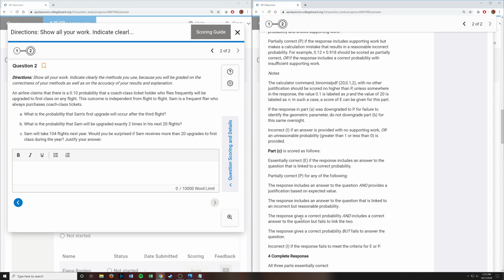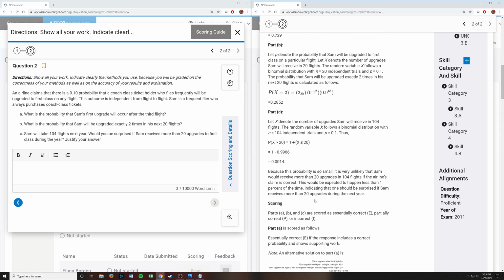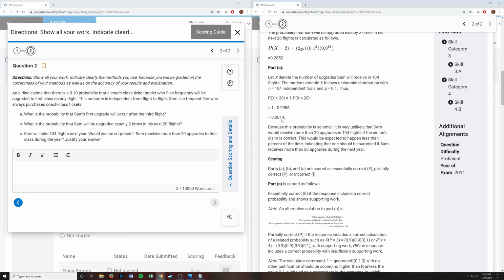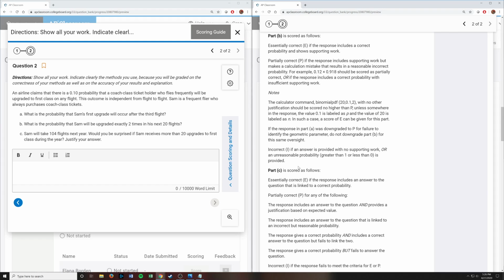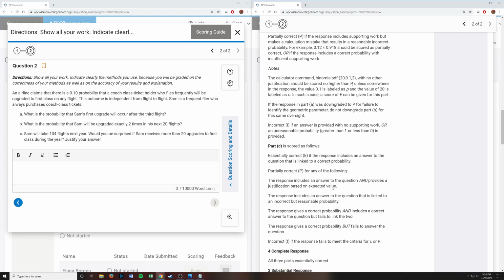And then here, the response gives a correct probability and includes a correct answer to the question, but fails to link the two. Okay, so they are saying that in order to provide a correct answer to the question, you've got to write something. You can't just put 0.0014. You have to write a sentence saying something about, is this likely, is it unlikely, based on the probability you got. Okay, I would hope that they would be more explicit in their instructions than this, but who knows.